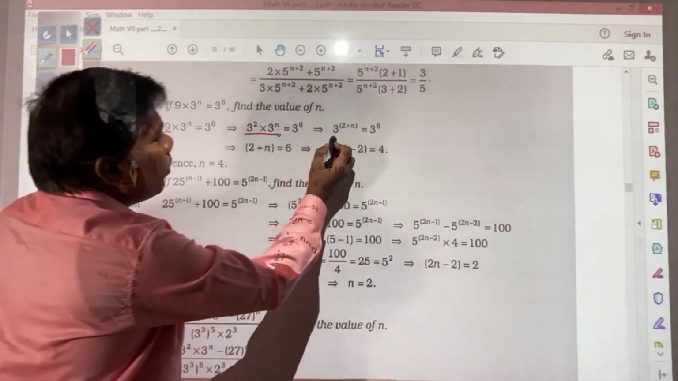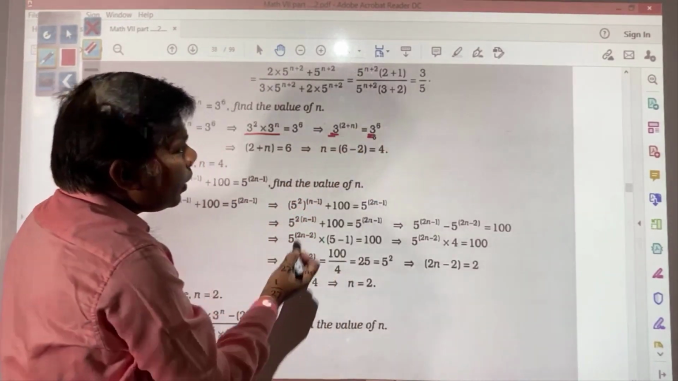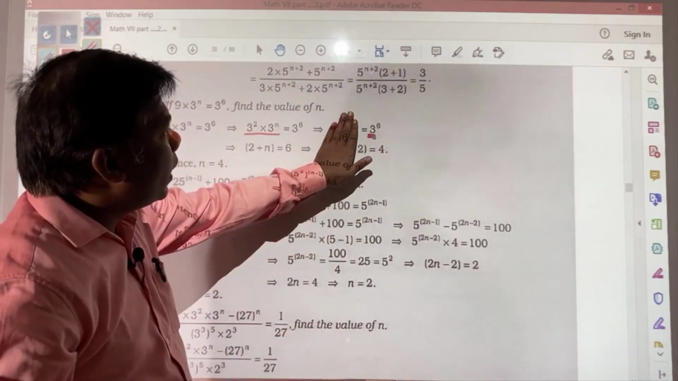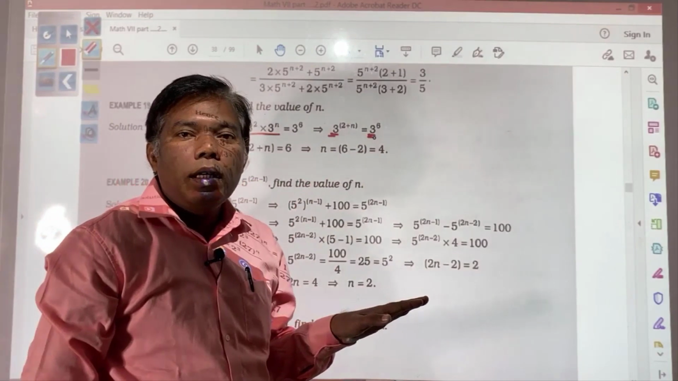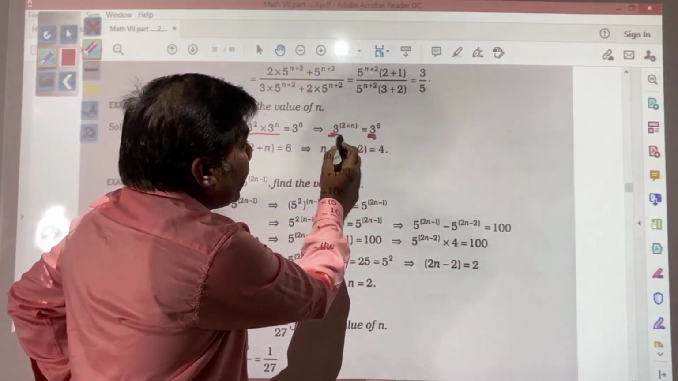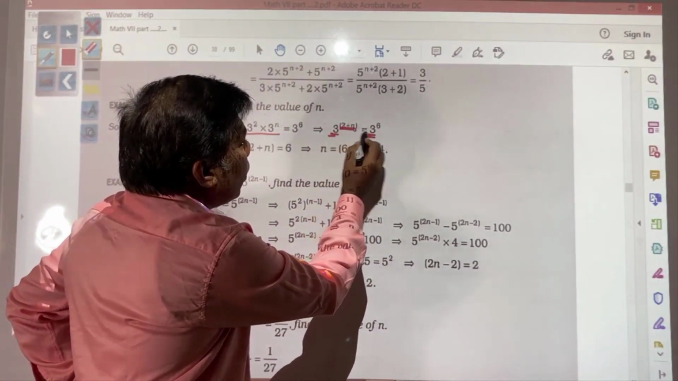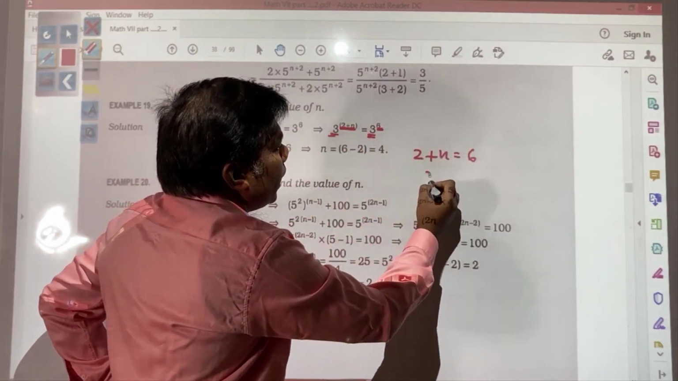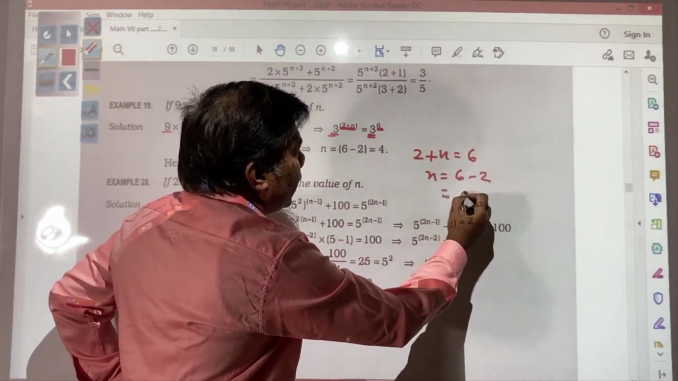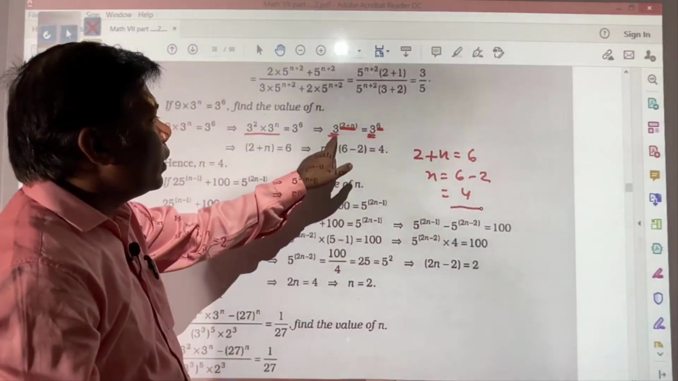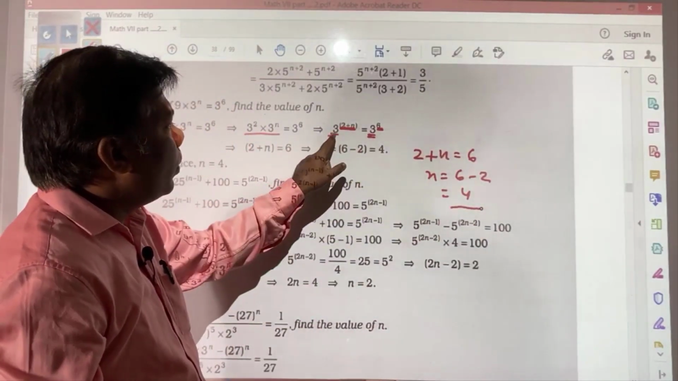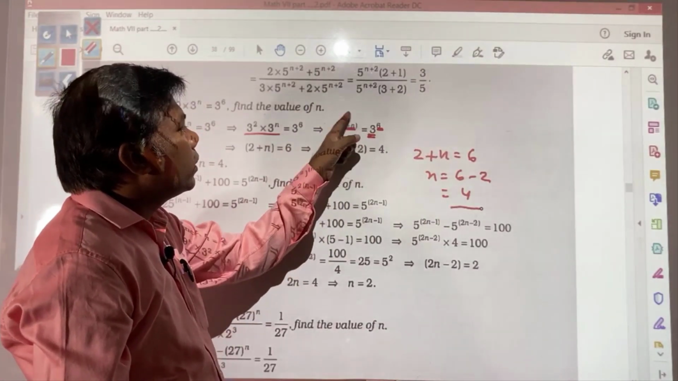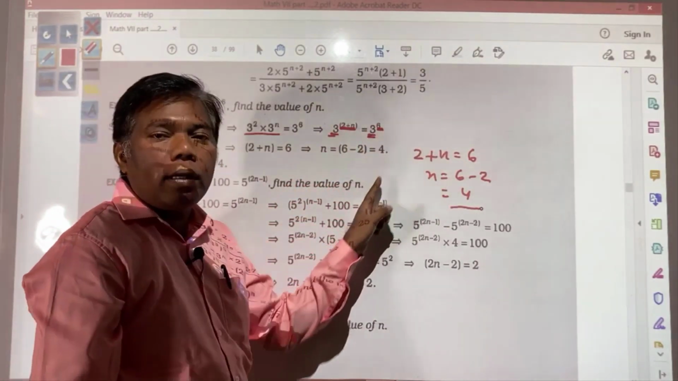Now here you see if base is equal and the equal sign is there, means the value of LHS and RHS is equal, and that's why if base is equal, exponents also will be equal. Means 2 plus n will be equal to 6 and n will be 6 minus 2, and that will be 4. So in this way this is required to be done. If base is equal and equal sign is there, in that case your exponents also will be equal.